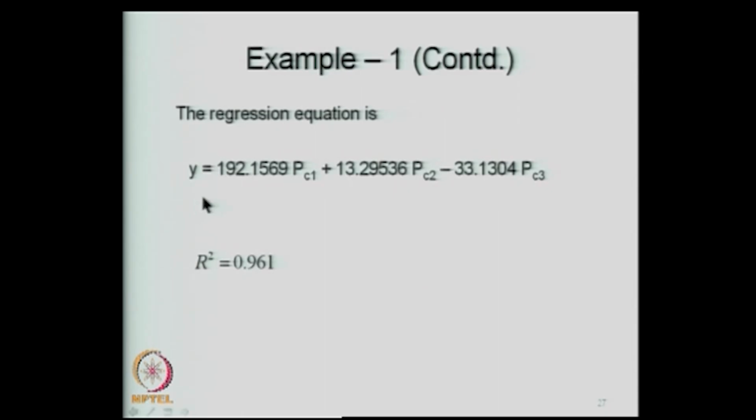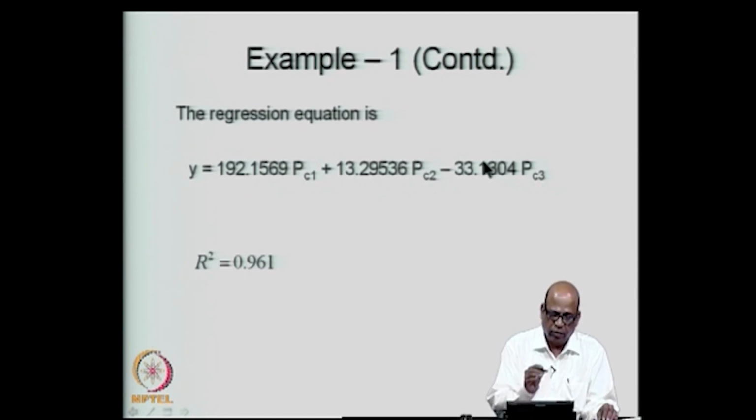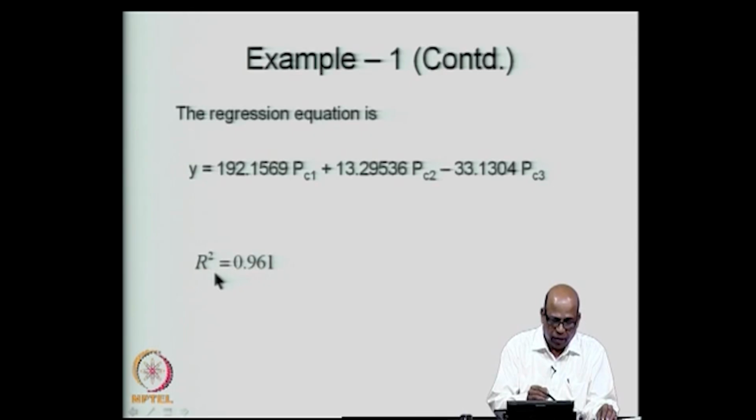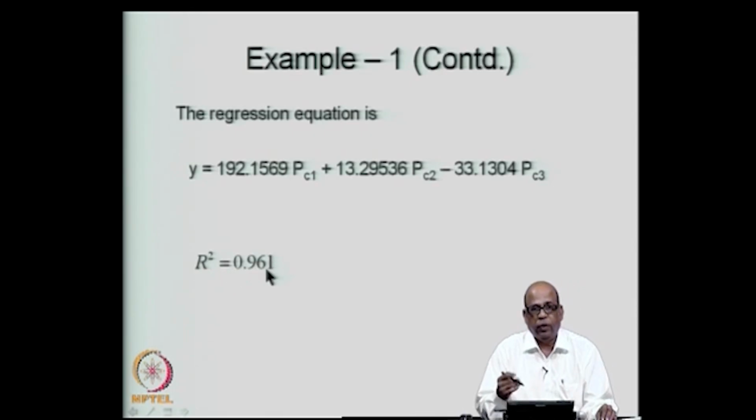So, the equation now is, the first 3 coefficients only will come into picture and these 3 coefficients are exactly the same as we obtained earlier using the 6 components, and I obtain an R square value of 0.961, which is smaller than if I had used 6 components.